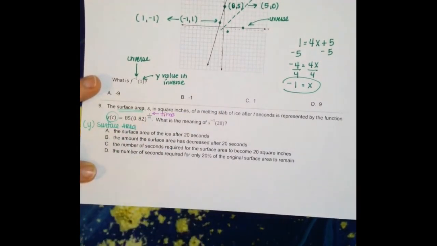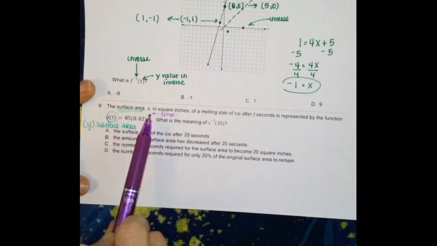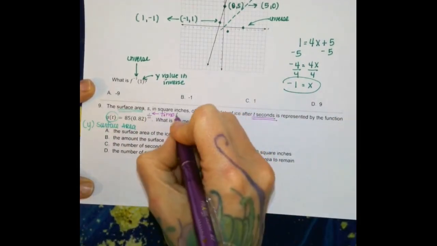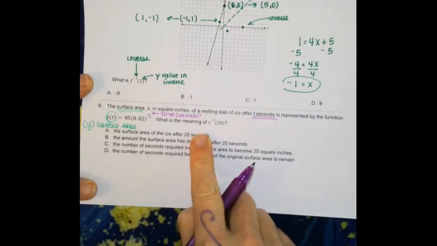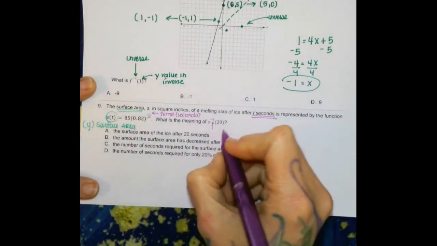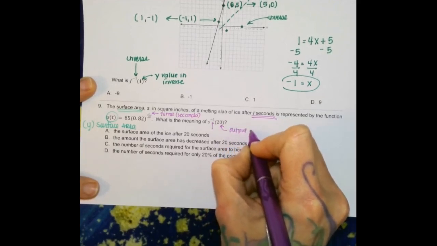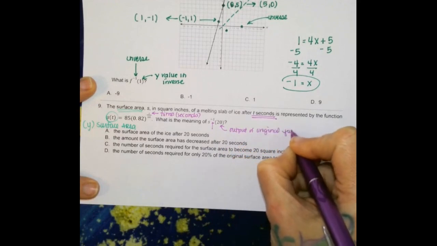Looking at this ugly guy, don't panic. Just know that the output is going to be surface area and we're tracking it for some amount of time, because they told us seconds in this case, right? So what is the meaning of S inverse of 20? Again, like the last one, we see a -1. That means this is the output of the original function. So it is the y value.